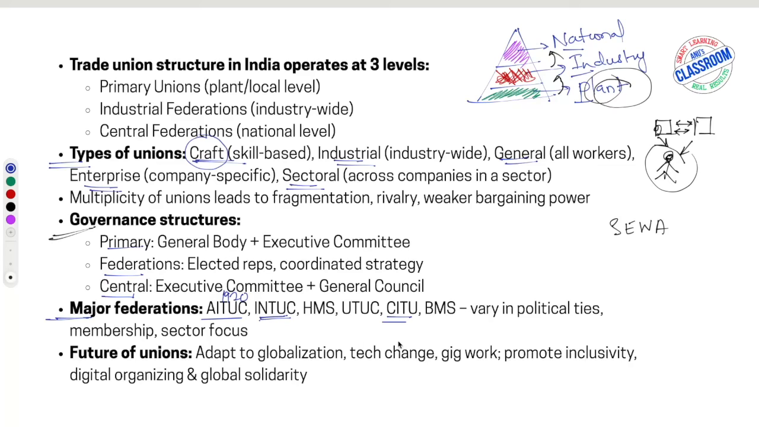BMS, unlike CITU, is not tied to a particular political party, but rather it supports nationalist values and believes in industrial peace. HMS or UTUC, NFITUC, TUCC, each of these have a unique flavor, political leaning, and sectoral focus. So these are all federations that differ in affiliation, political ties, membership size, or sector focus. But the main thing is that they all aim for the same thing, that is better life for workers.